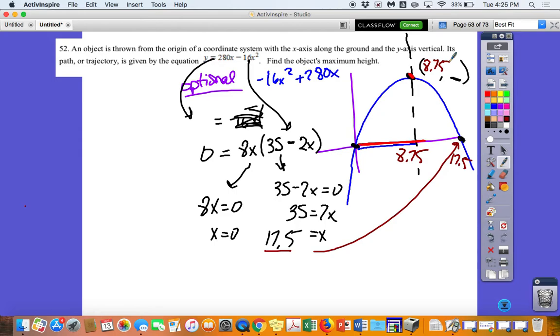I knew something was wrong because my calculator told me 0 when I plugged it in, and that's how I found it. So y equals 280 times 8.75 minus 16 times 8.75 squared. It's just a matter of typing it in. That would be 1225. So sorry about the boo-boo, but that's just the way it goes sometimes.